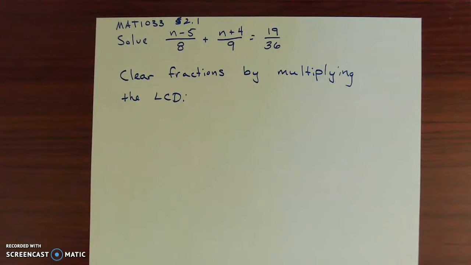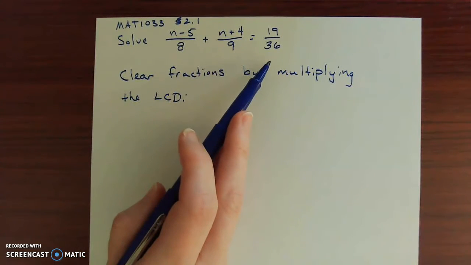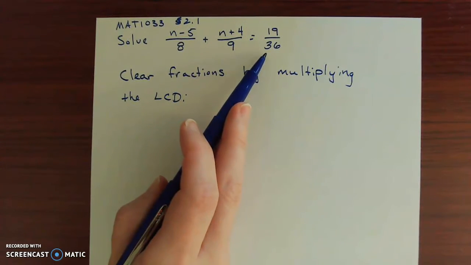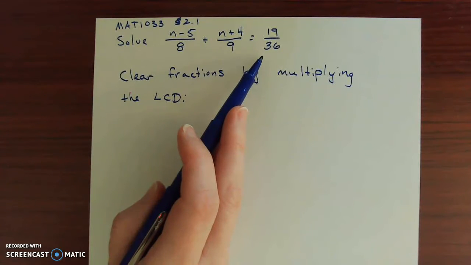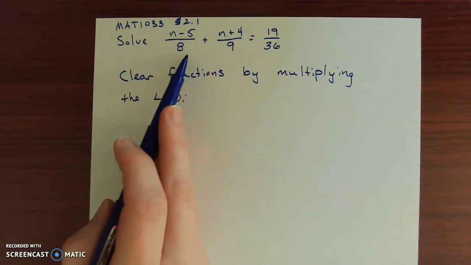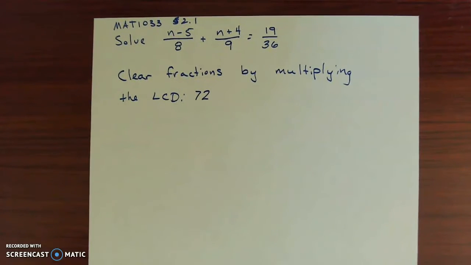So in this case, the LCD will be the least common multiple of 8, 9, and 36. I'll start with 36, which is not a multiple of 8, but 36 times 2 is 72, which is a multiple of 8 and 9. So there's our LCD. Okay, so we're going to multiply both sides by 72.